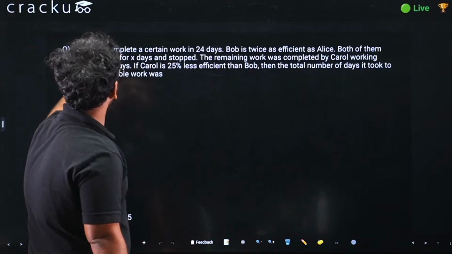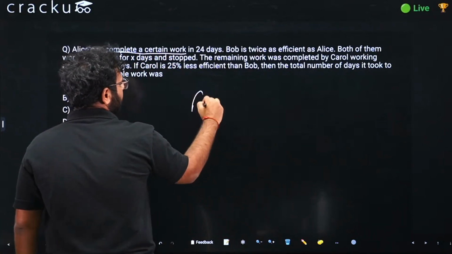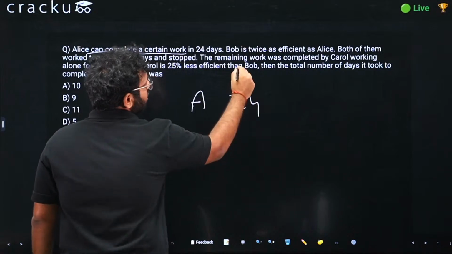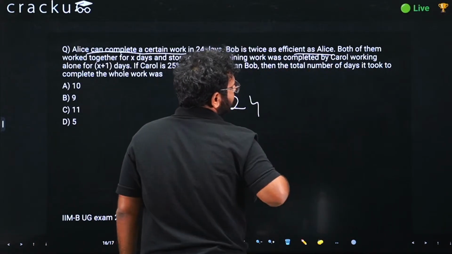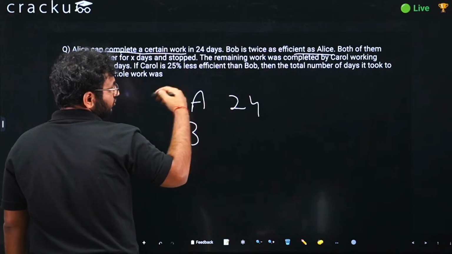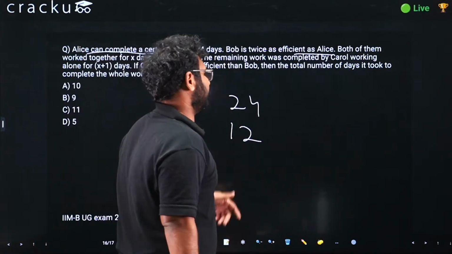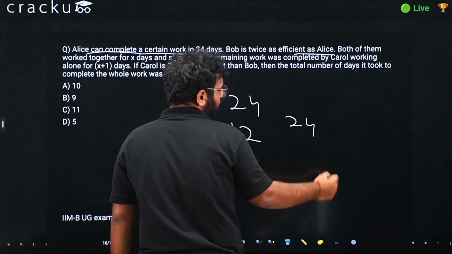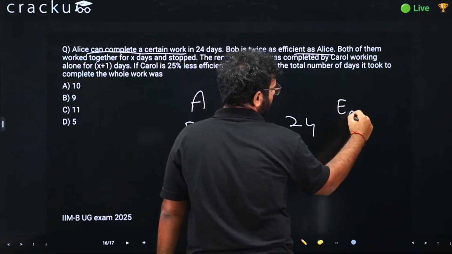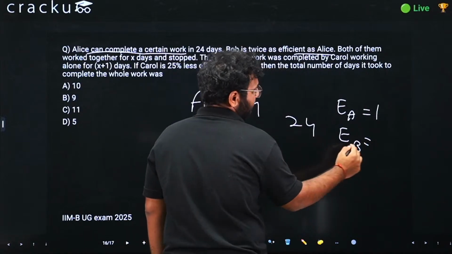Alice can complete a certain work in 24 days. Again, make the table. So A, 24 days. Bob is twice as efficient as Alice. So Bob would be what? Twice efficient. So the number of days would be what? Half, 12. So let us assume the work to be 24. So efficiency of A is what? 1. And efficiency of B is what? 24 by 12, which is equal to 2.